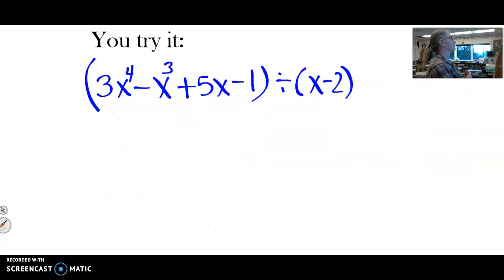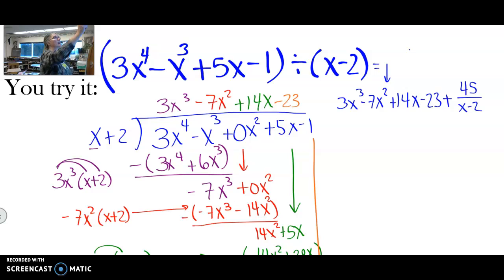All right. Why don't you guys try to do this problem? You know what? I'm going to switch this up. Hang on. I'm going to turn this into a plus 2. So look for missing terms, do the polynomial division, and do it on your own, and then come back and see how you did.